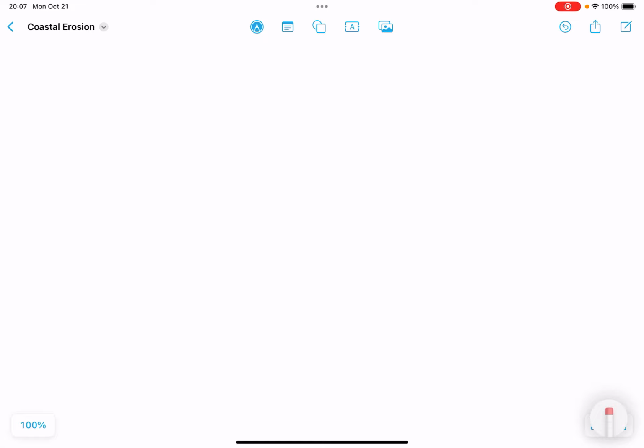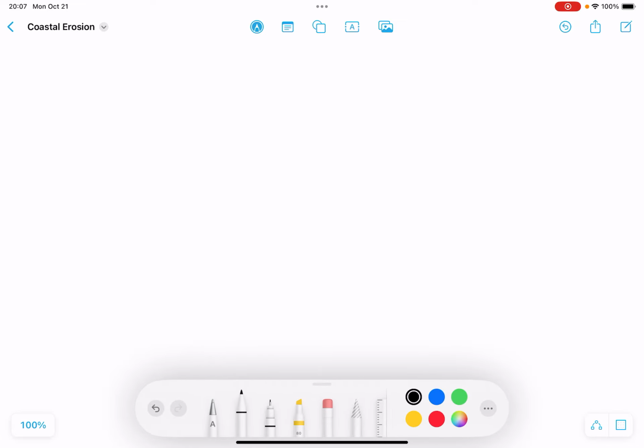So today we're going to be talking about coastal erosion, and this is lesson 1. This is just a bit of introduction to this concept. So firstly, what is coastal erosion? Where does it take place? What field is this part of? This is part of geography, and it's about coastlines.